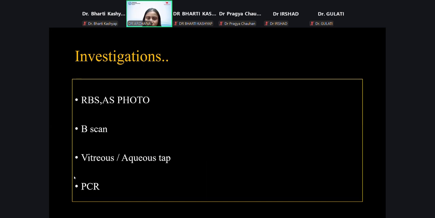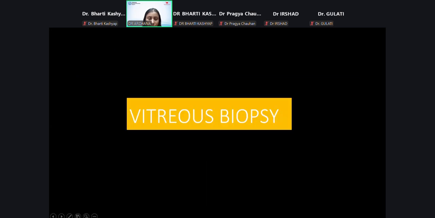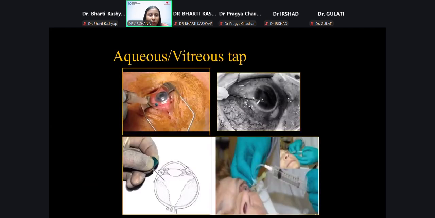Okay. So for the vitreous and aqueous tap, the gold standard is vitreous biopsy, which should be done by cutting the vitreous, because whenever we do a vitreous tap, we pull it. Though that is what is mostly done, because people don't have access to a vitrectomy cutter, there is always a chance of traction in the vitreous. So vitreous biopsy is the gold standard.